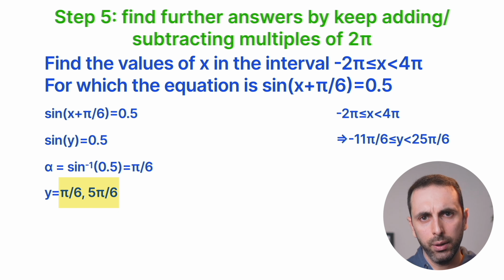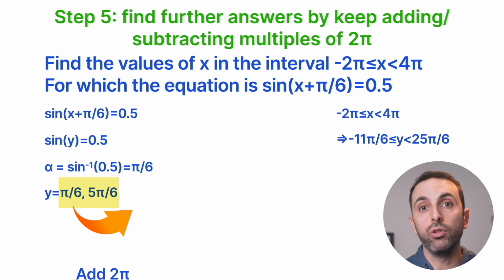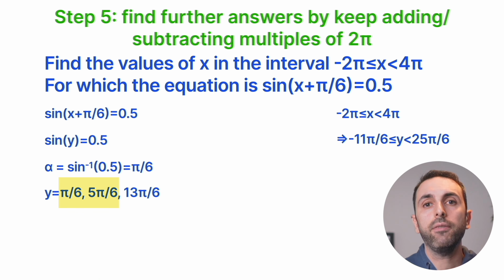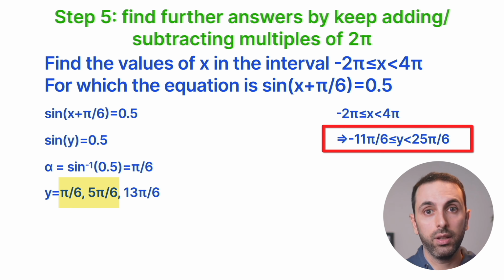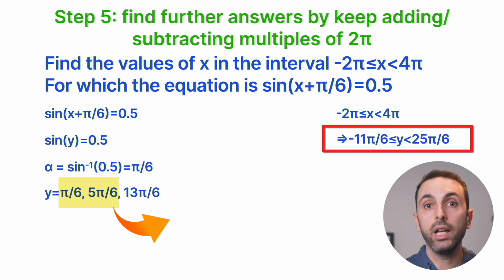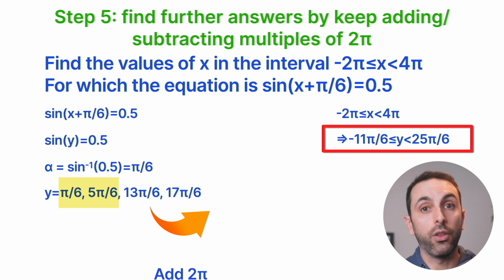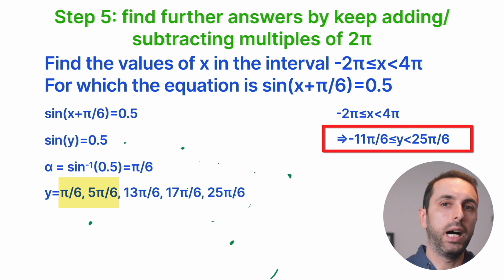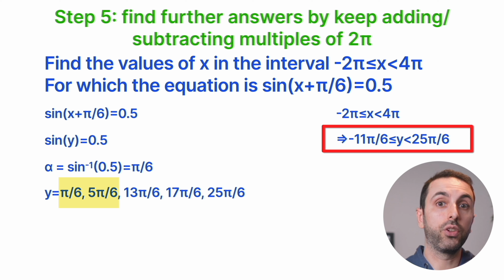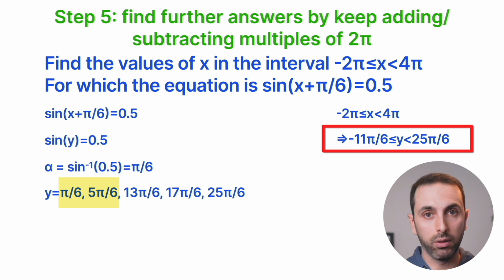Then for the first value, I'm going to add 2 pi to get the third value. If this value is in the converted bounds, then I'm just going to add 2 pi to the second value to get the fourth value. Then I'm just going to add 2 pi to the third value to get the fifth value. And I'll just keep doing this until the solutions are not inside the converted bounds.